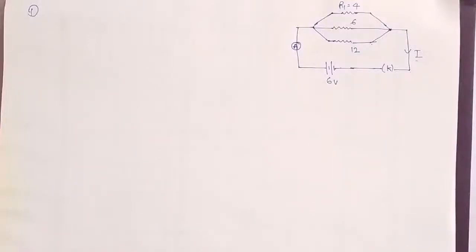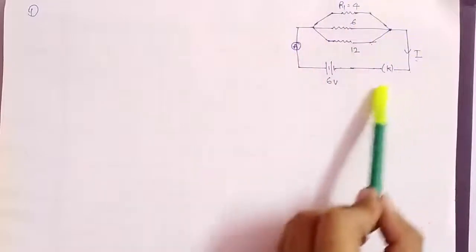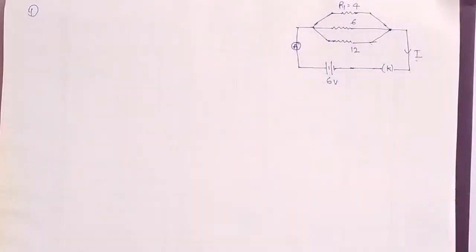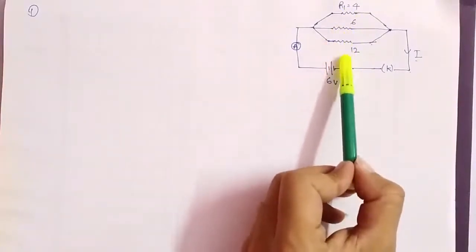Hello students, welcome to the problem series. In this lecture we will discuss a numerical based on the parallel and series connection. So let's see our first problem. This is our first problem, where a series and parallel connection is given, and we have to find the current in all the respective resistances.